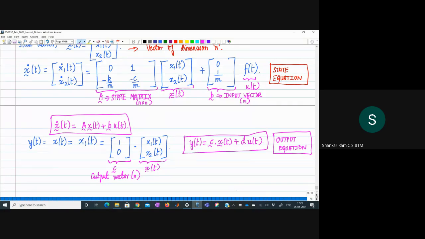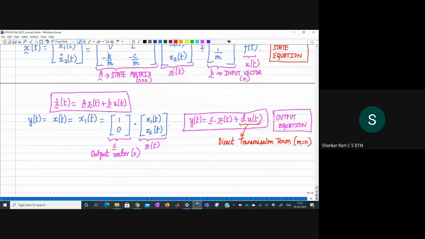So what does the output equation give us? It gives us a relationship between the system output and the state variable and the input. And you can immediately observe that this D u term didn't come in this problem, because this D u of t term is what is called a direct transmission term, and this comes into play only when m is equal to n. So if m is less than n, as in this problem, it doesn't appear in the output equation. That's an important point to remember.